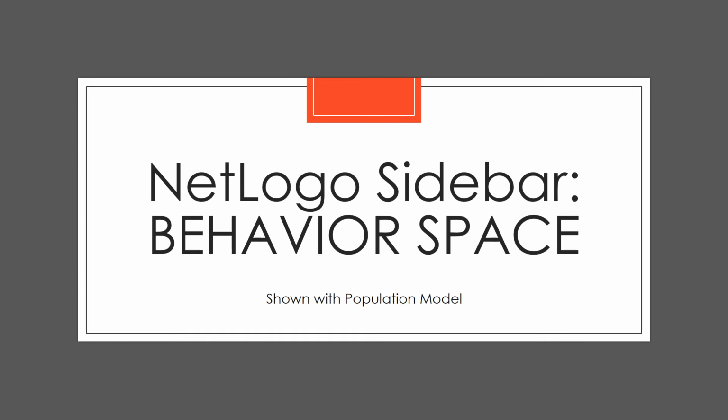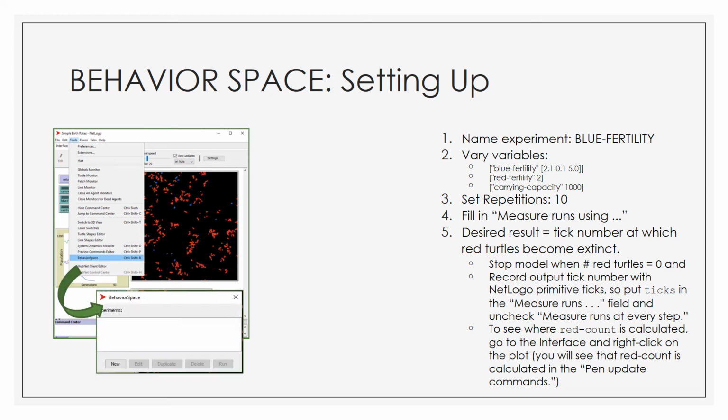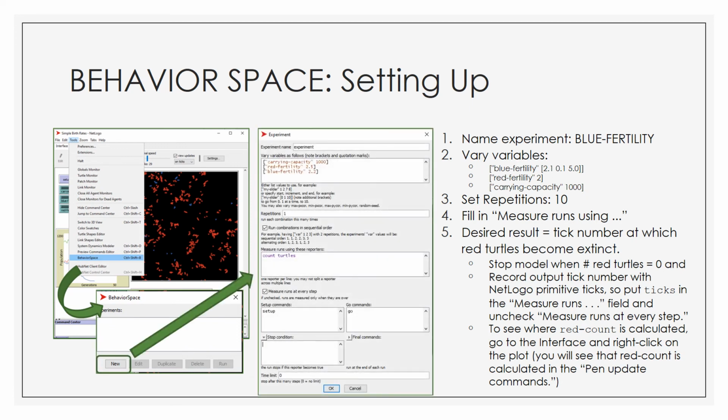All right, time to talk in more depth about the methods to set up BehaviorSpace. Let's go back to the red-blue fertility model. To set up BehaviorSpace, go to Tools, then pick BehaviorSpace and select the New button. This will open up the experiment window. We will name the experiment Blue Fertility.